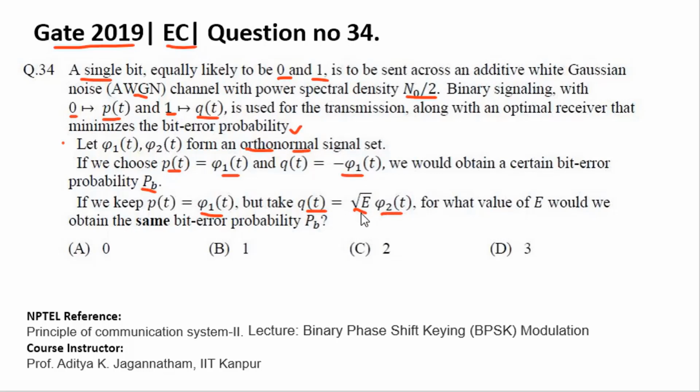you need to find out the value of E, so that this probability of error P of b and the probability of error from this signal state representation, P of t as phi 1 of t and Q of t as square root of E phi 2 of t, should be equal. So you need to find out the value of E such that the probability of error from this and the probability of error from this condition should be equal. The NPTEL reference for this question is Principles of Communication Systems by Professor Aditya Jagannatham.